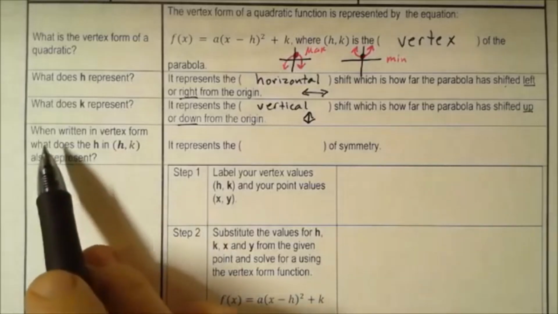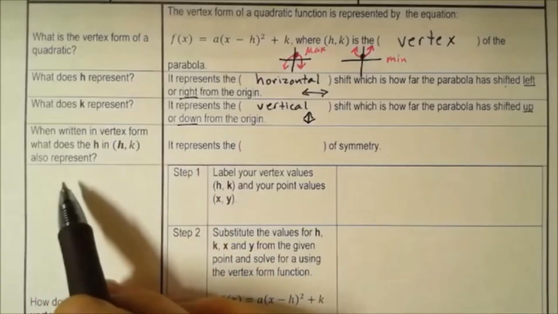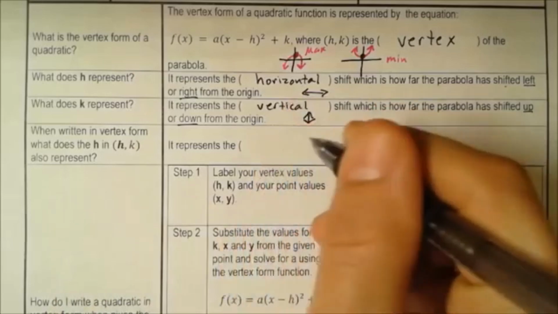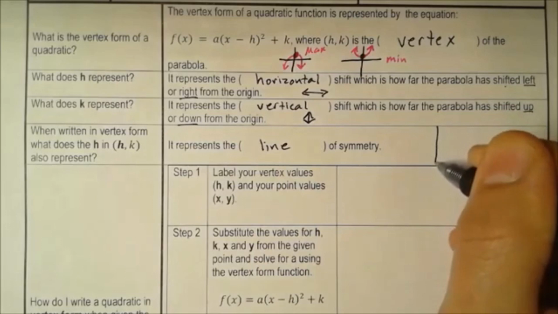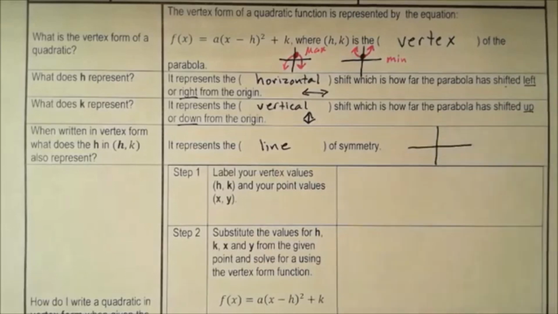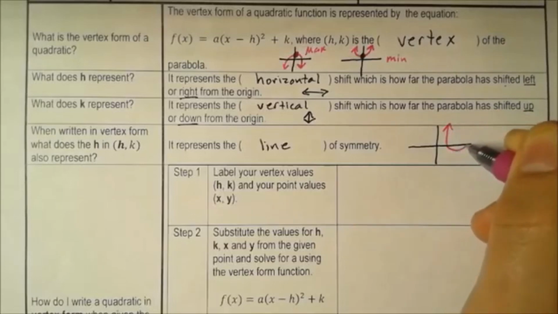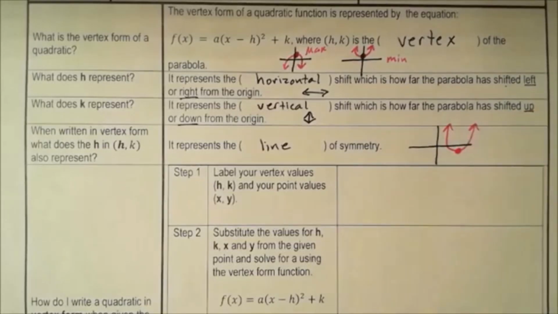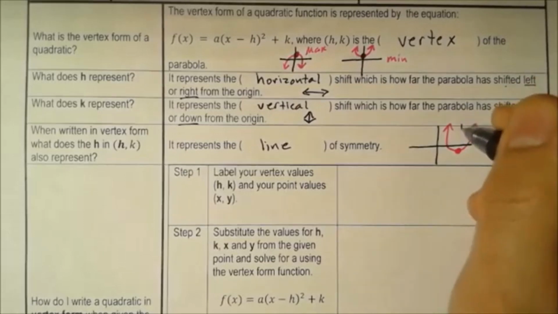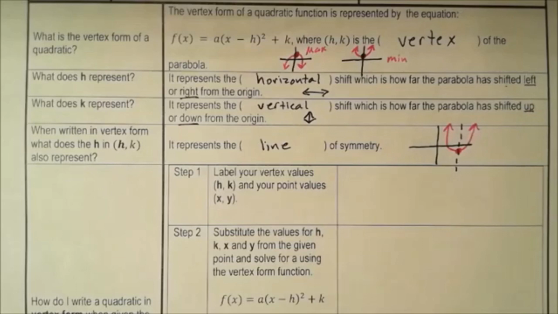Now, next it says, when written in vertex form, what does the h also represent? Well, it represents the line of symmetry. Just remember, if we have a parabola, no matter how it's shifted, say it's shifted way over here to the right, there is a point, that's the vertex, and that h value is the line of symmetry. It's the x value of where that line of symmetry would cross through.